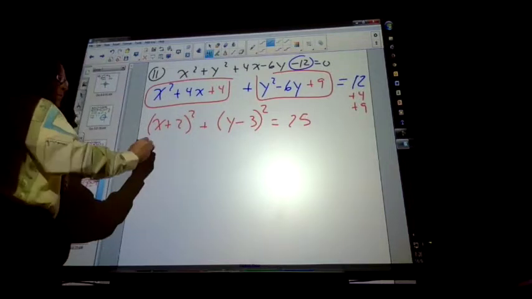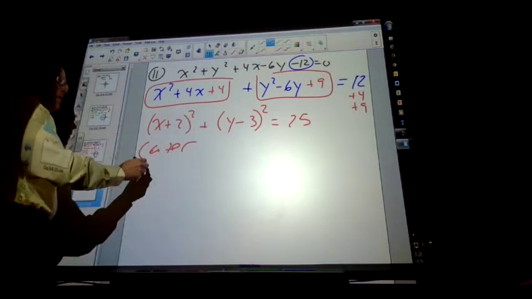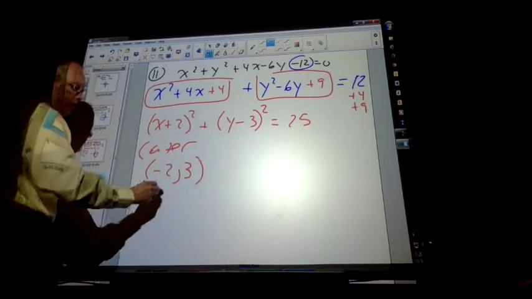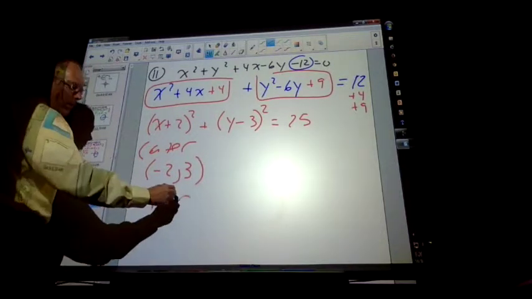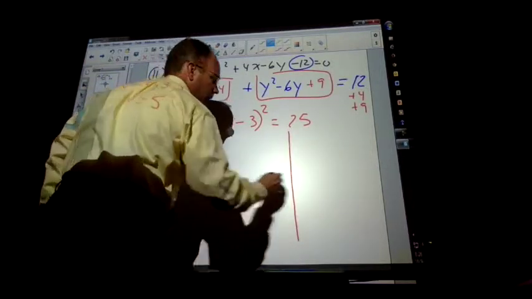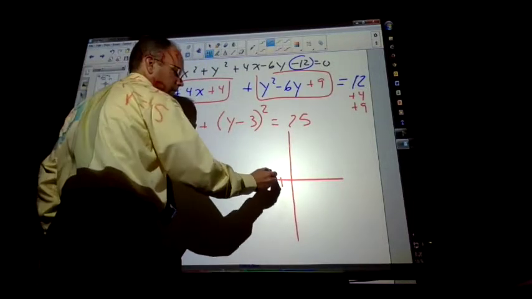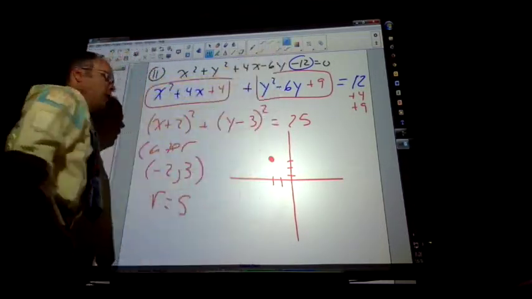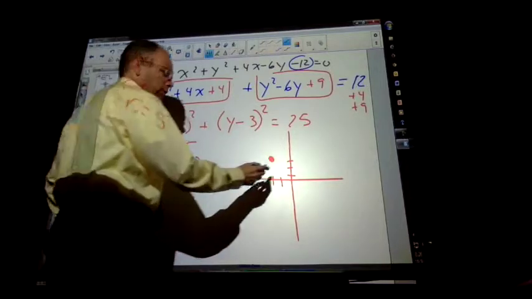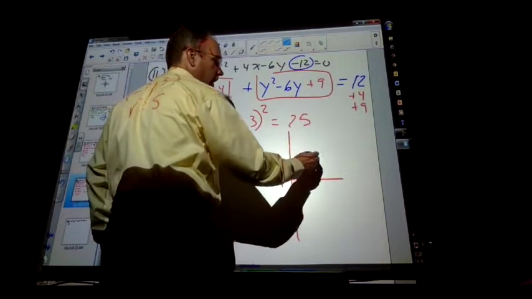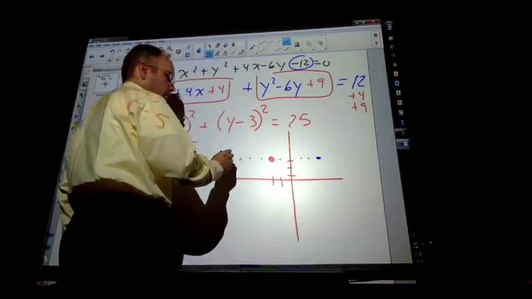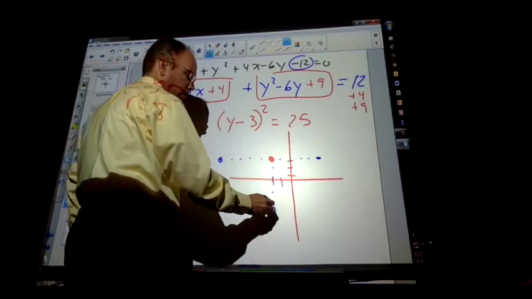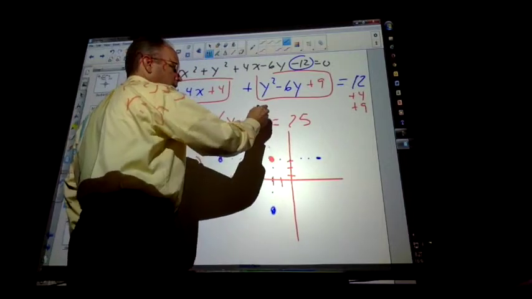What's my center? -2, +3. Radius? So -2, 3. And then from that, I'm going to go 5 in all directions. So 1, 2, 3, 4, 5. Sorry about that.